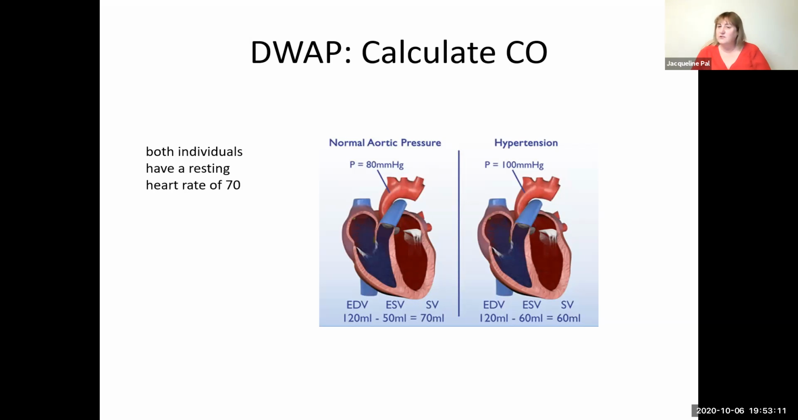Now that you understand it, let's do the easy part, which is just the math calculation. I've given you two different hearts with two different values, already pre-calculated the stroke volumes for you. I've told them they both have resting heart rates of 70. And this basically is the difference between somebody like you in class who has a normal blood pressure versus somebody that has an elevated blood pressure. So go ahead and figure out the differences in cardiac outputs. And the only thing that we've changed has to do with the person's afterload.